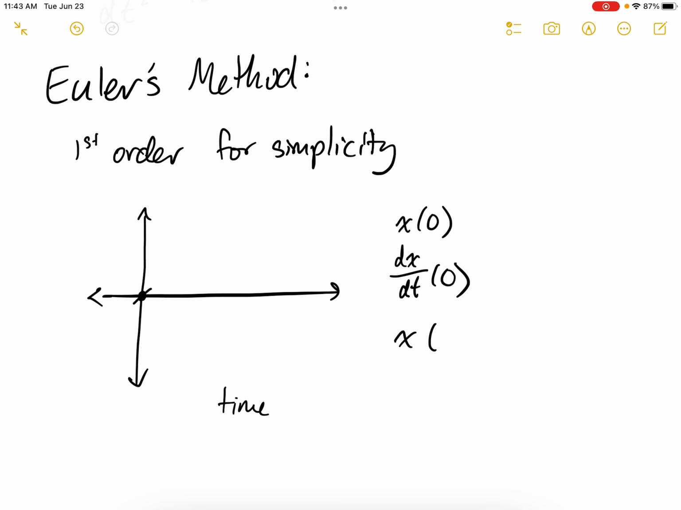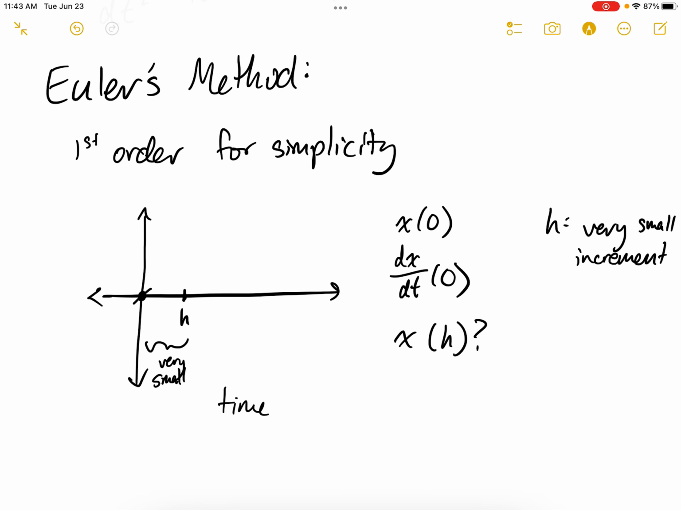Remember, this is a numerical method, so we are trying to solve the problem one little step at a time. So now we want to know, let's say, x of h, which is a very small increment. So let's suppose h is out here. Again, assume that this is very small. So where is the plot at h?